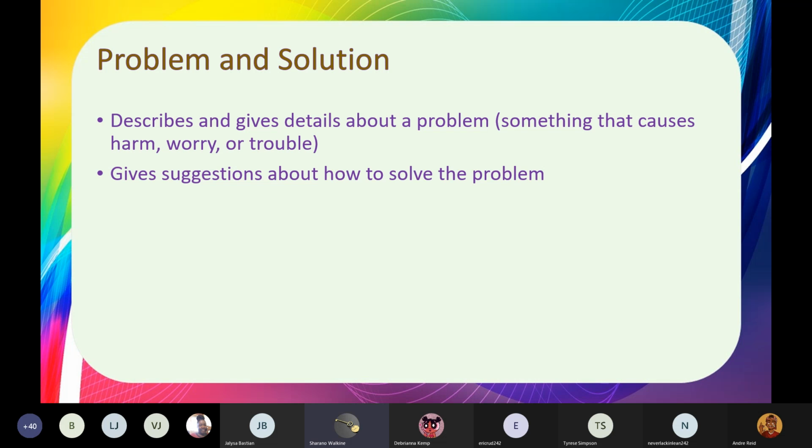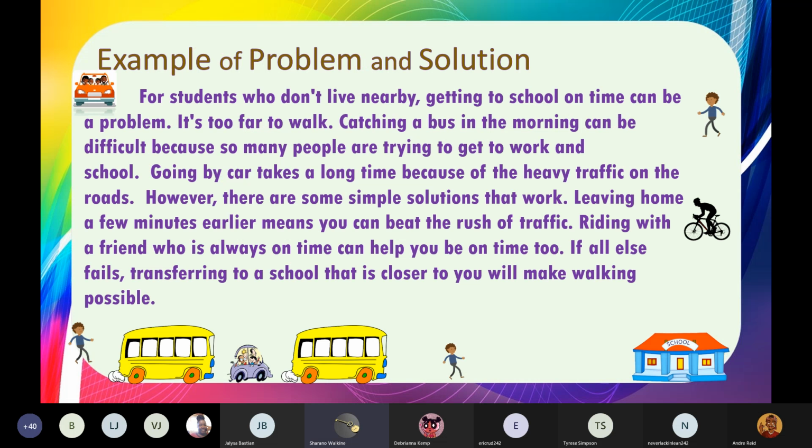Okay? So describe and give details about a problem, something that causes harm, worry, or trouble. Give suggestions about how to solve the problem. All right? Example of problem and solution. Okay? Let's see, you can learn how to be a better person today.